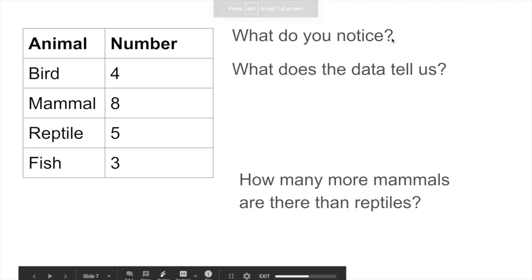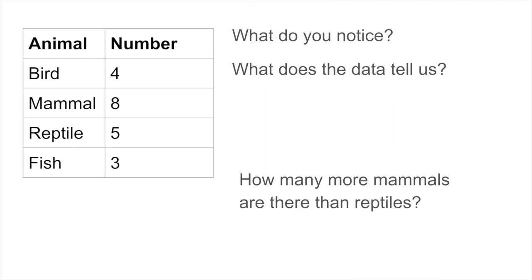Now we're going to take a look at some graphs. These charts tell us lots of information. Take a minute to observe the chart. On one column, I see animals: bird, mammal, reptile, fish. And on the other column, I see numbers: 4, 8, 5, 3. This must be telling me how many of each animal we have. So 4 birds, 8 mammals, 5 reptiles, 3 fish.